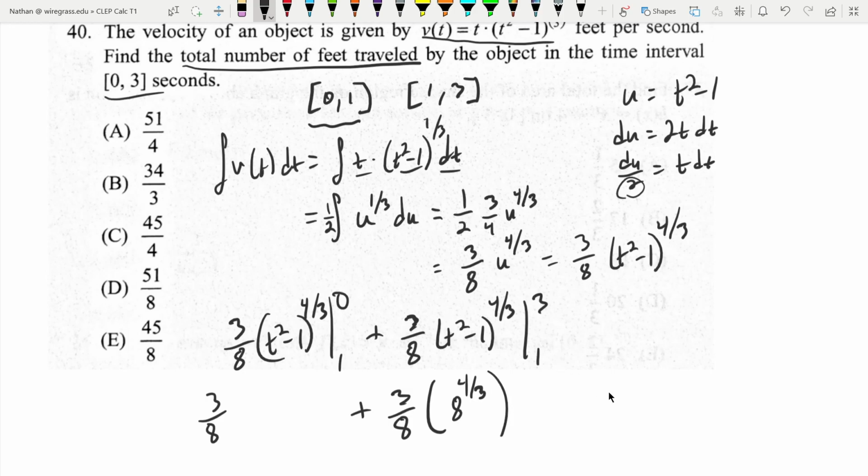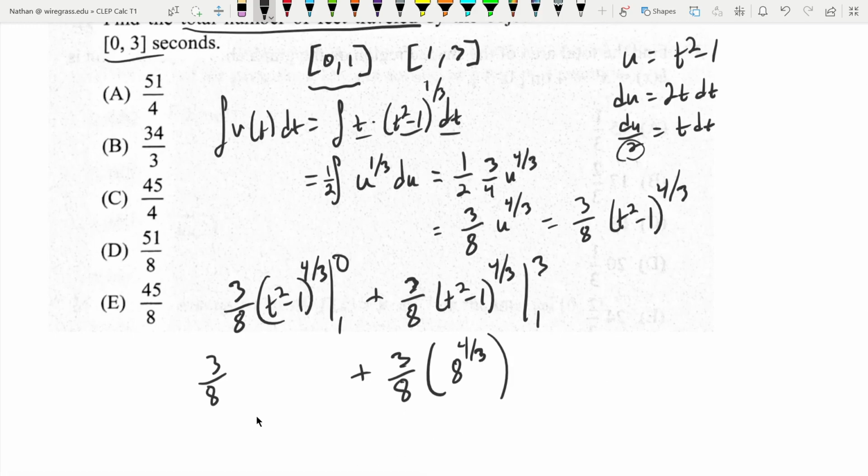Okay, so now we have here, right, the cube root of 8 is 2. And we have 2 to the 4th power is 16. So now we have 16 times 3 over 8, which is 48/8, and that gives us 51/8 in total.